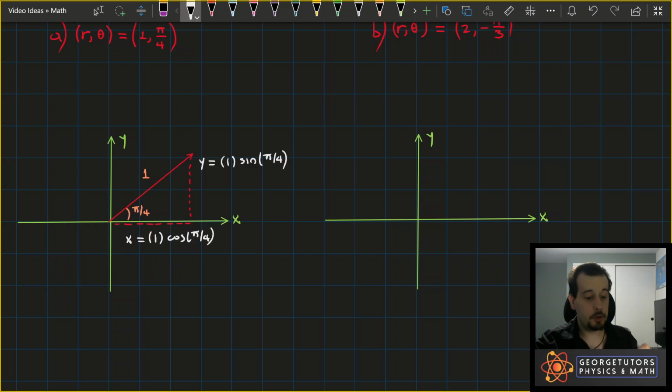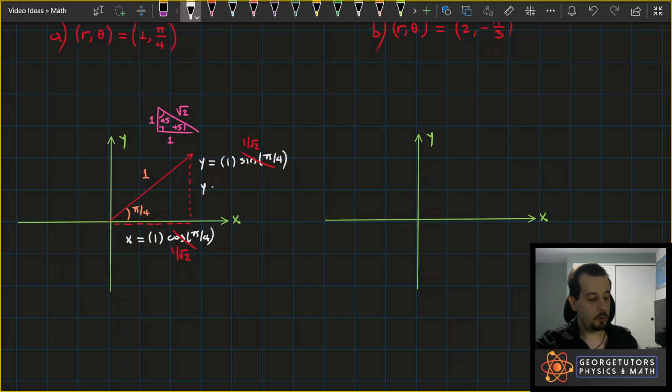Now pi over 4 is a special triangle. Maybe you remember it, maybe not. It's the 45-45. And we know that the sides against each 45-degree angle are 1s, and the hypotenuse here is root 2. So if we're being asked about the sine and cosine of pi over 4, notice that they're exactly the same. 1 over root 2 and 1 over root 2.